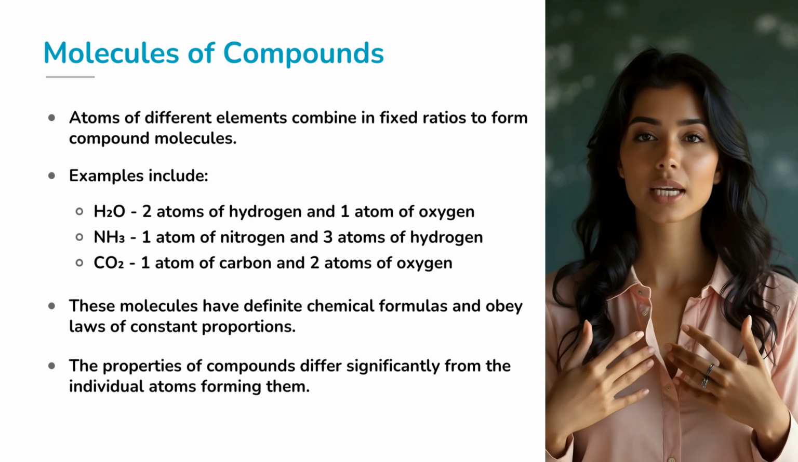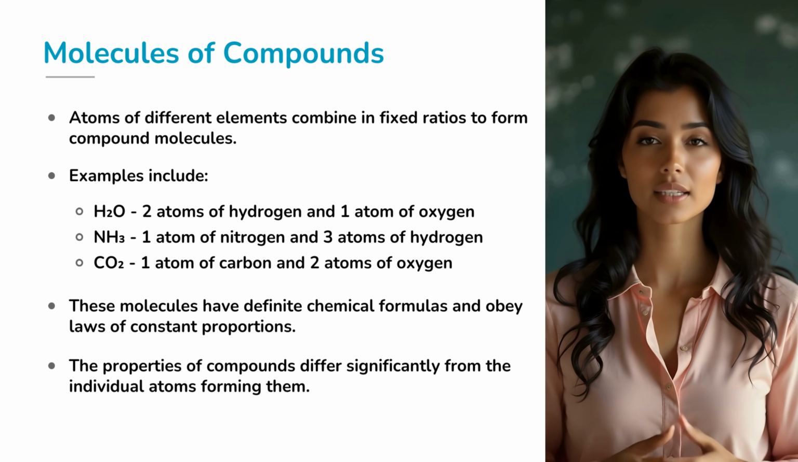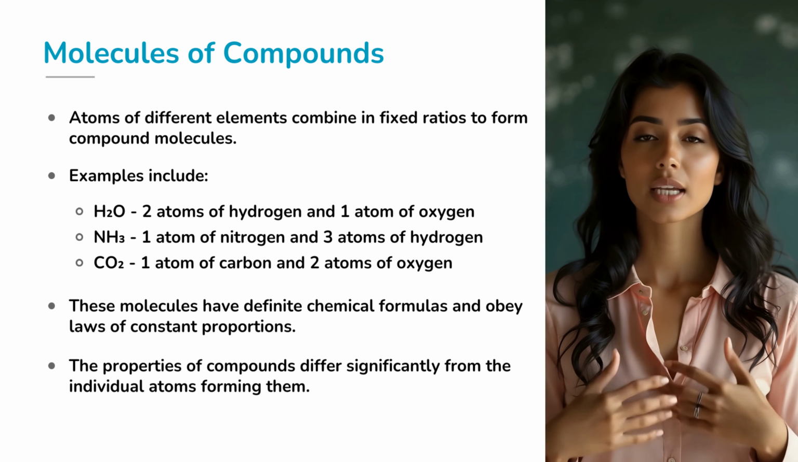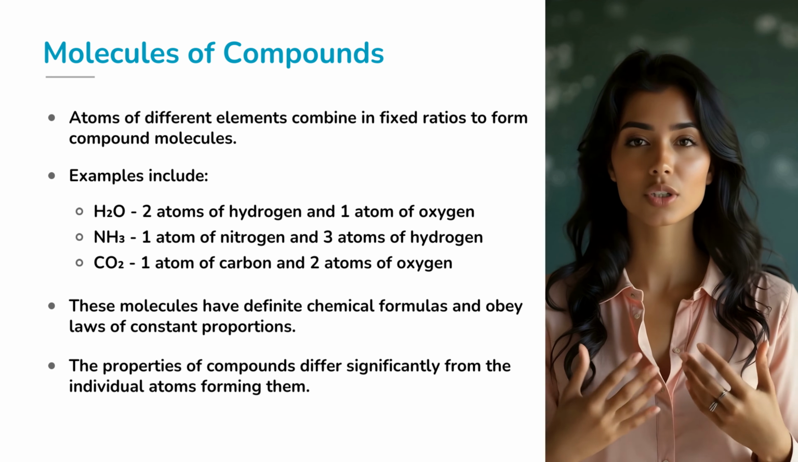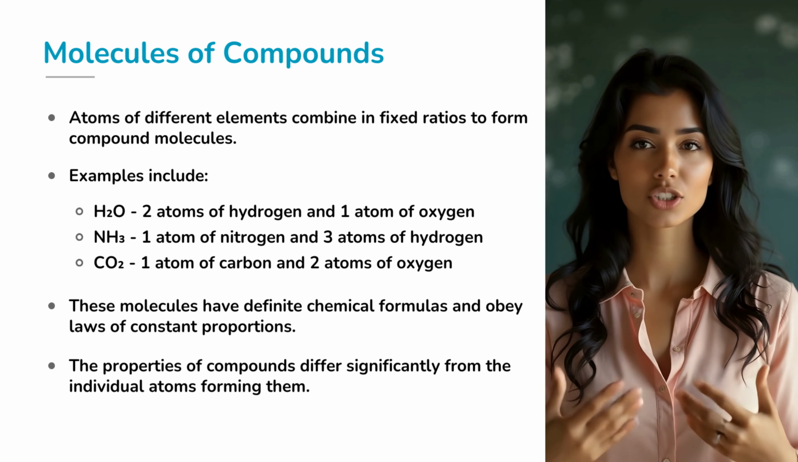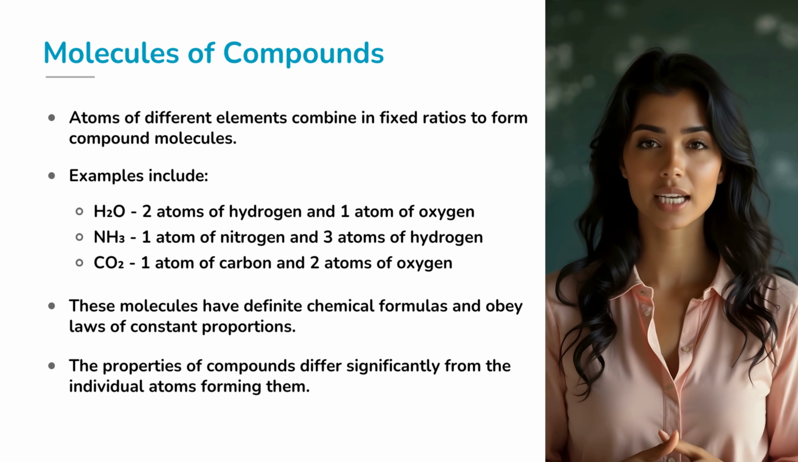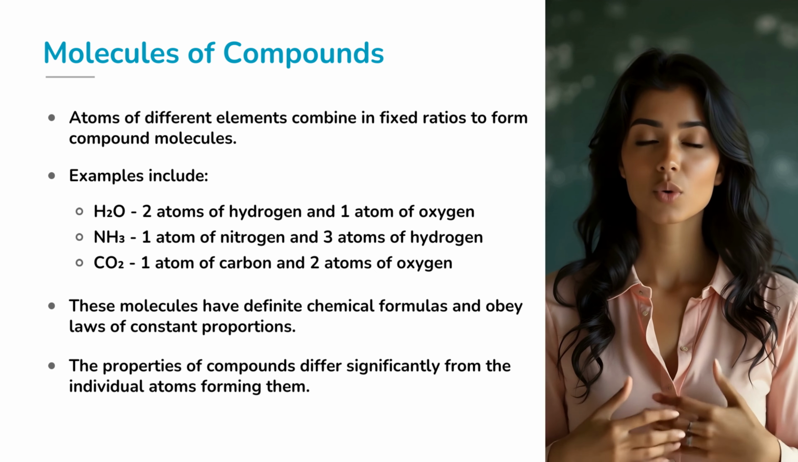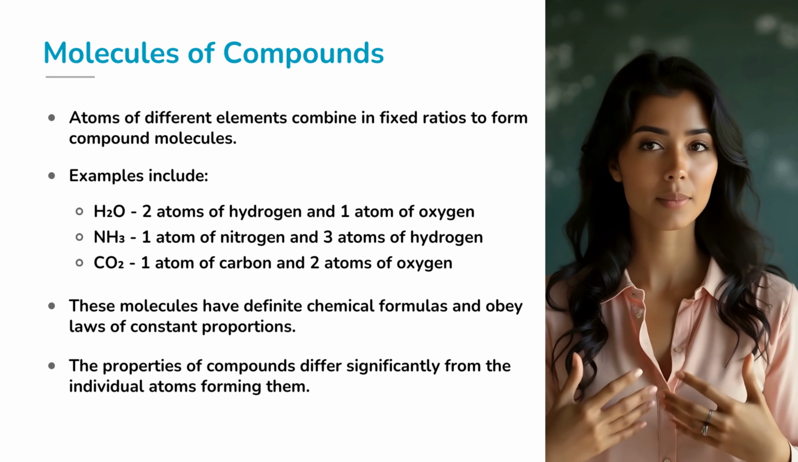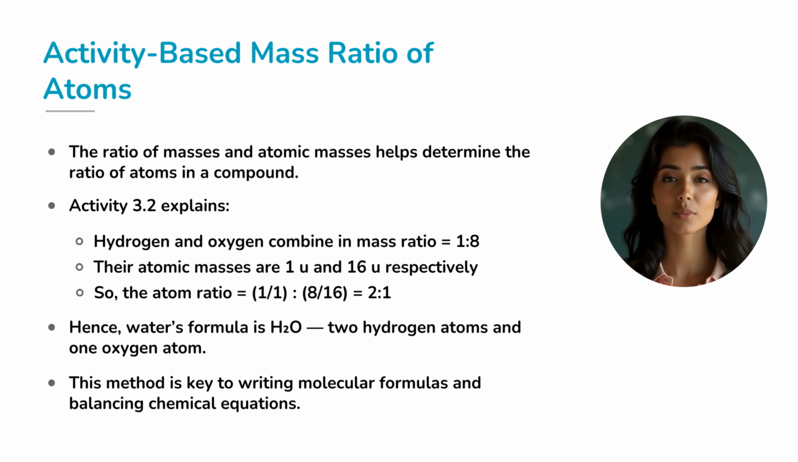Water, H₂O, is made of two hydrogen atoms and one oxygen atom. Ammonia, NH3, has one nitrogen atom and three hydrogen atoms. Carbon dioxide, CO₂, contains one carbon and two oxygen atoms. These combinations always happen in fixed ratios, so no matter where water comes from, it will always be H₂O. This consistency in chemical makeup is due to the law of constant proportions, and it helps us write accurate chemical formulas and predict reactions. Let's explore how we determine the number of atoms in a compound by comparing mass ratios.